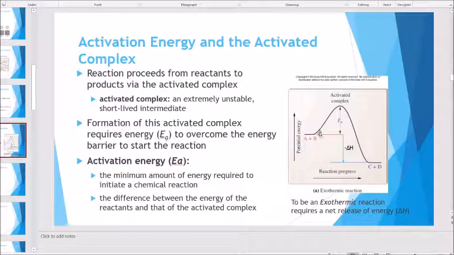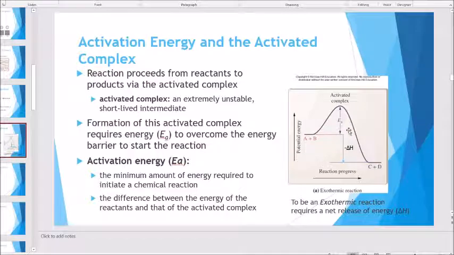So in a chemical reaction, the reactants go through what's called an intermediate stage, or here, an activated complex, in order to get to the products. In order to form that intermediate, enough energy is required to form it. And that minimum amount of energy is what we call the activation energy, or E sub A.